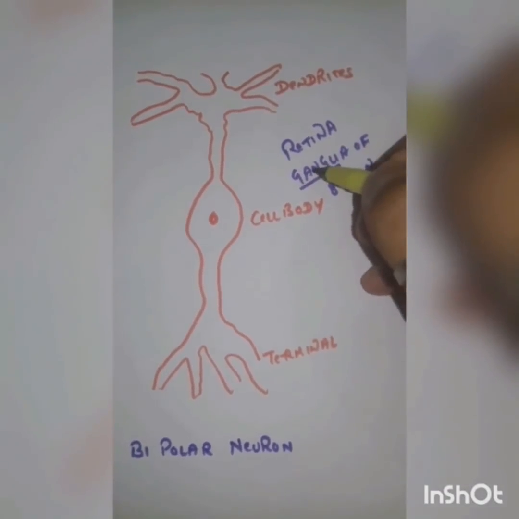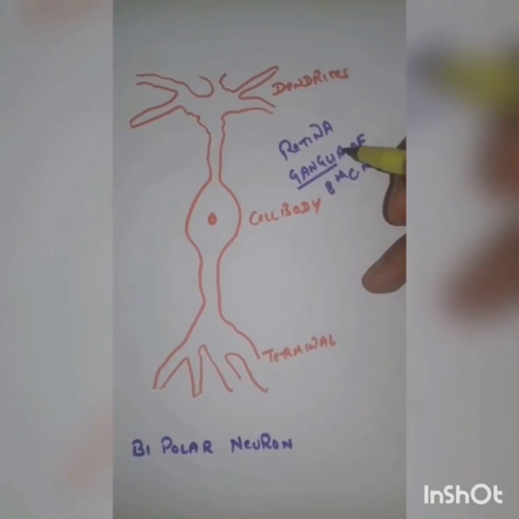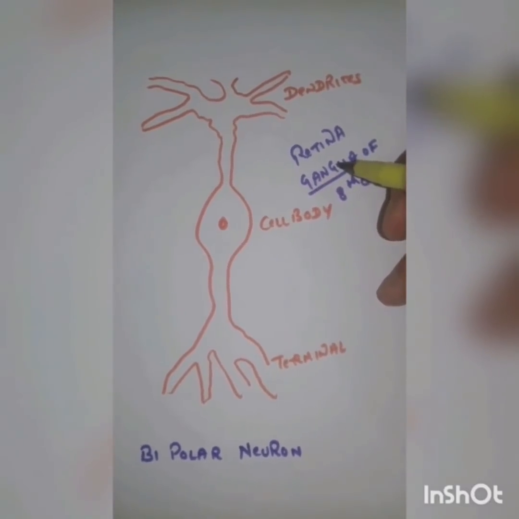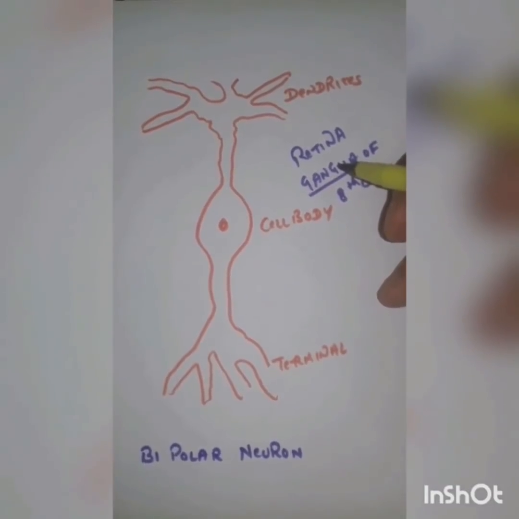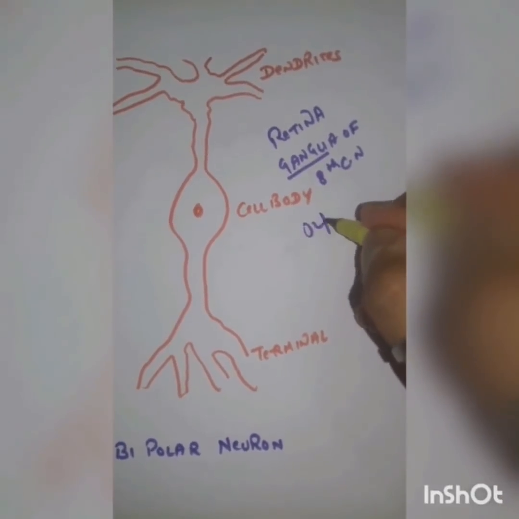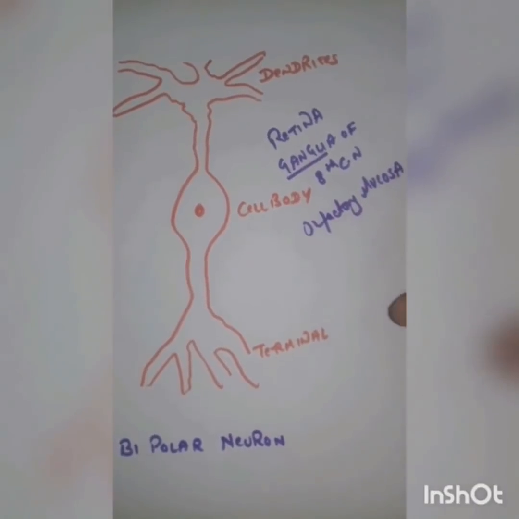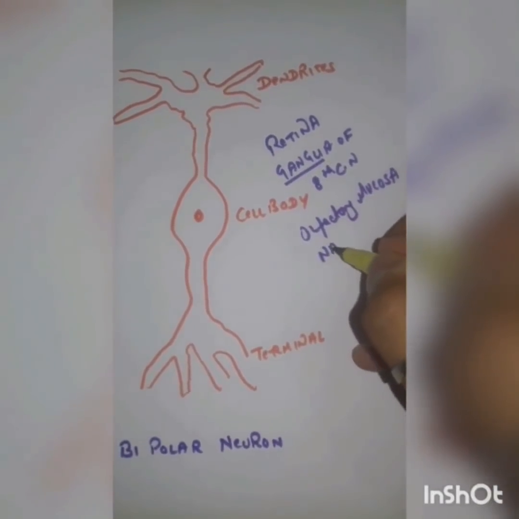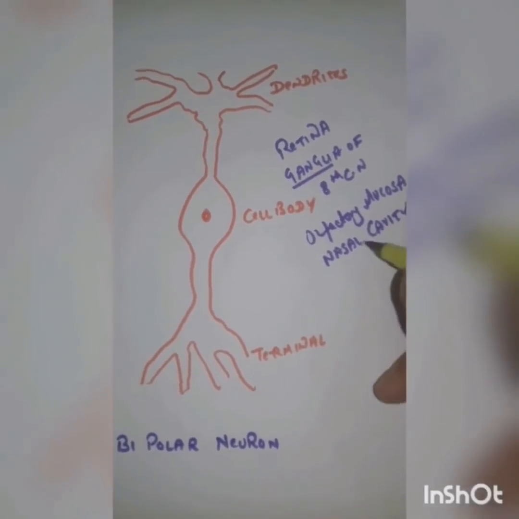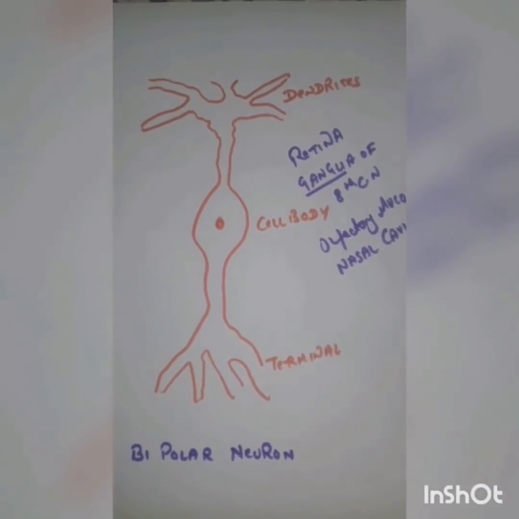It is seen that the collection of nerve cell bodies outside the central nervous system is called the ganglia, whereas the collection of neuron cell bodies in the central nervous system is called the nucleus. It is also seen in the olfactory mucosa, the nasal cavity. So, bipolar neurons mainly means a neuron with only two extensions.